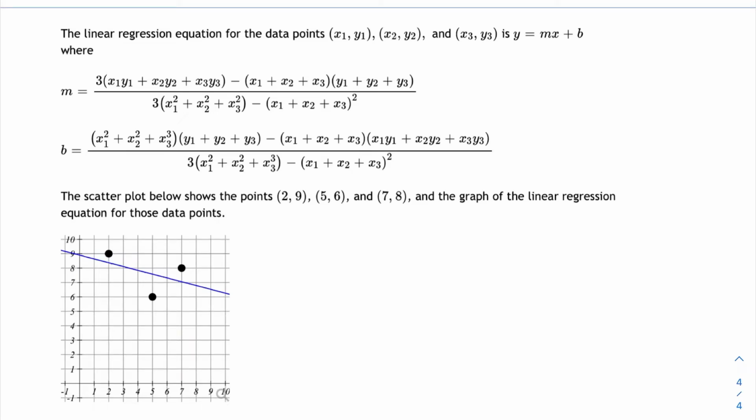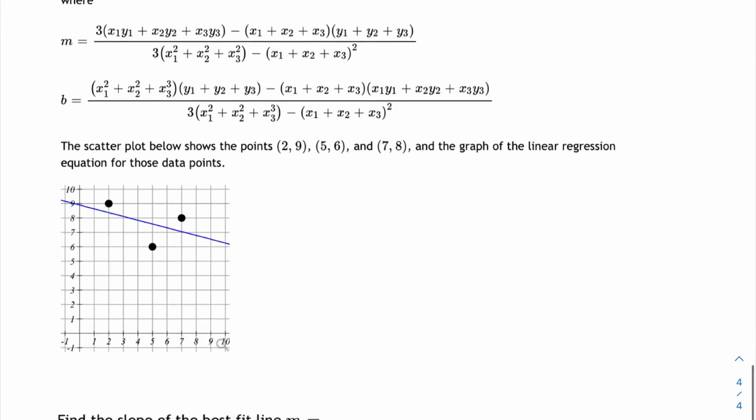The linear regression for three data points is y equals mx plus b, where m is given by this formula, that's the slope, and b, the y-intercept's y value, is given by this formula. So I notice that they give me 3 points, one, two, three data points. Those 3 points are graphed. And they also graph the linear regression equation. They graph that line for those data points.